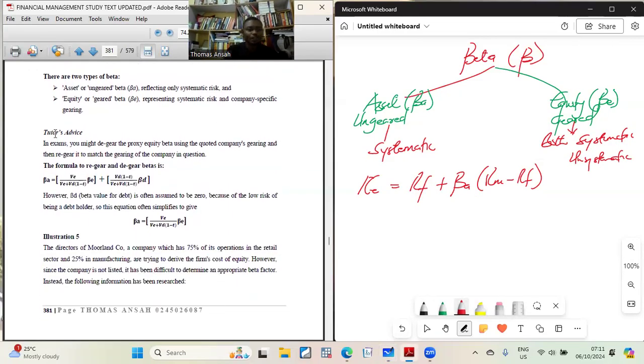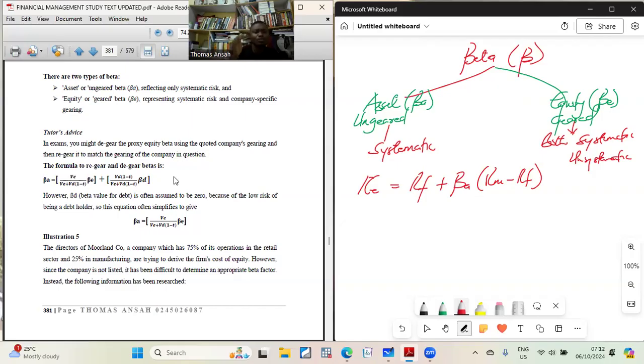Now, I've given you a tutorial advice in the book. In the exams, you might be de-gearing the proxy beta, the equity beta, using a quoted company's gearing. I will explain this part to you. Watch this. We have learned beta: we have beta A and we have beta E. Beta A is when the company is not geared. Beta E is when the company is geared, all right? I mean, systematic and non-systematic.